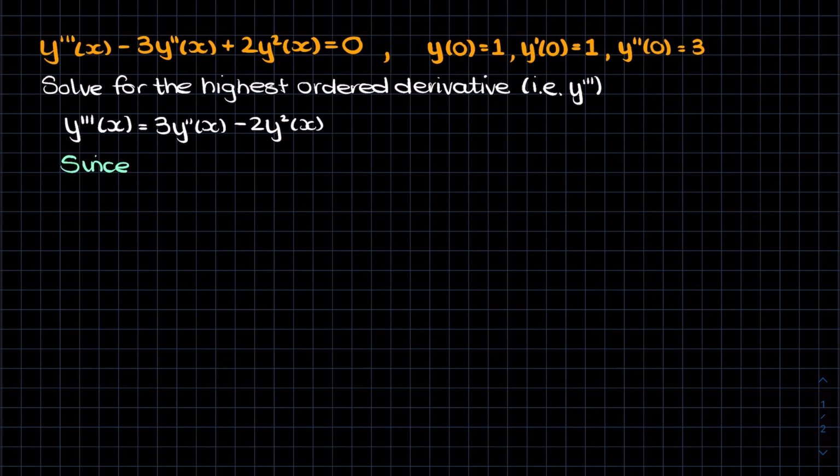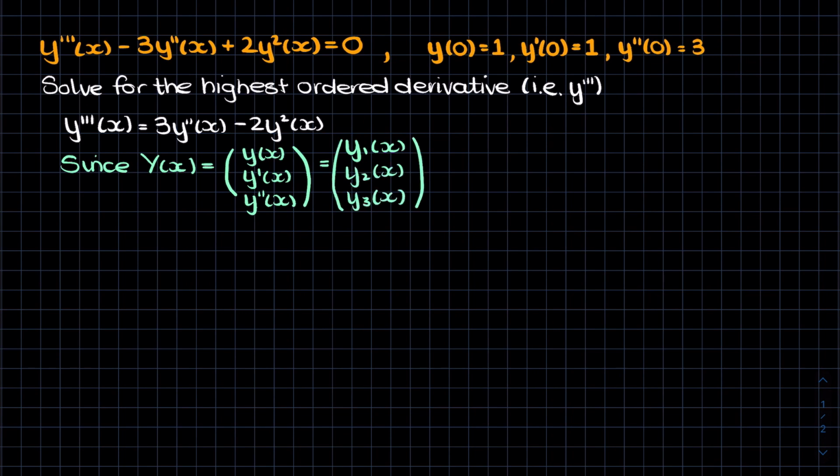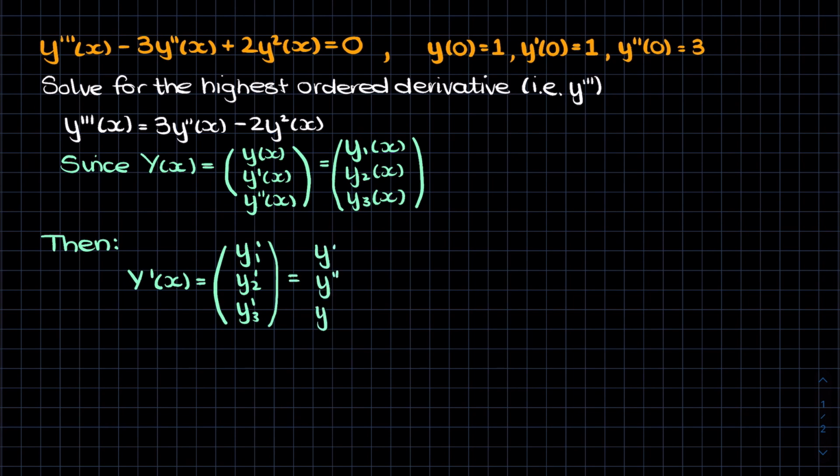Now we can write, since y of x equals y, y prime, y double prime equals y1, y2, y3. Notice that you will always have the same number of rows as your highest order derivative, so we have up to y3 and we have a third order differential equation. Now we can write then y prime of x equals y1 prime, y2 prime, y3 prime equals y prime, y double prime, y triple prime equals y2, y3, 3y3 minus 2y1 squared.